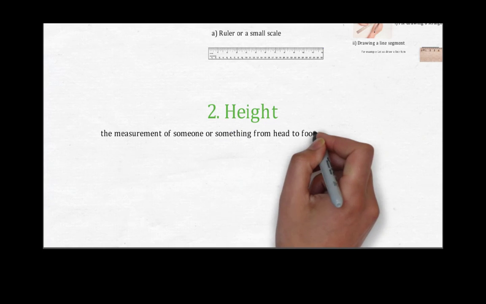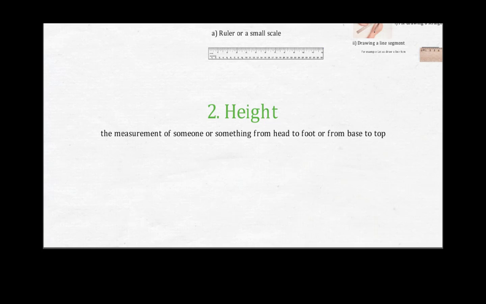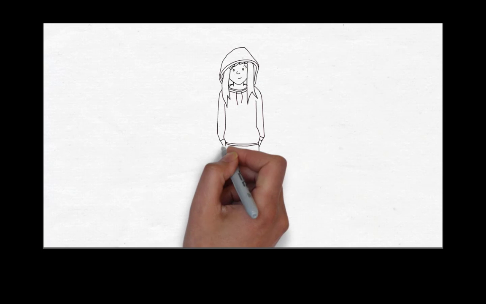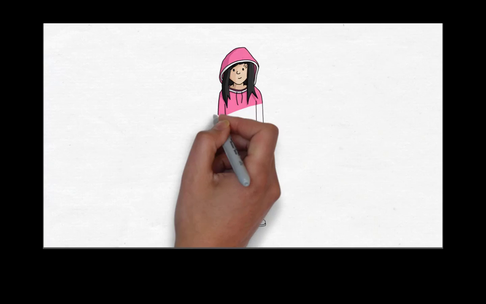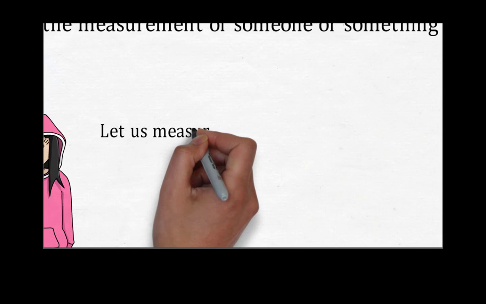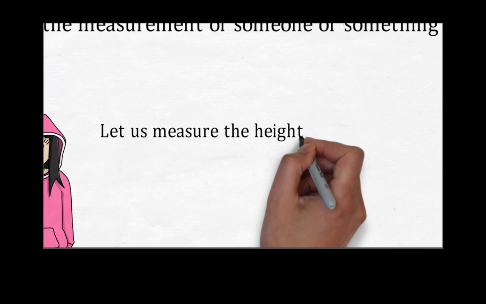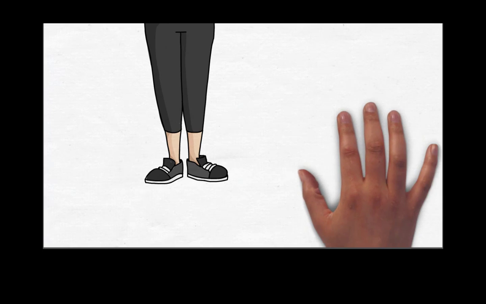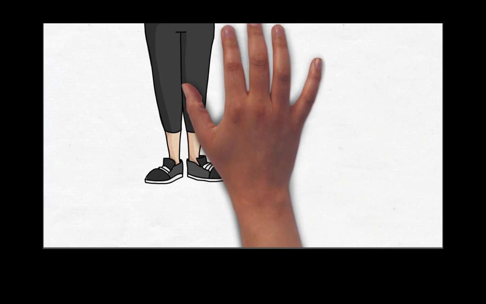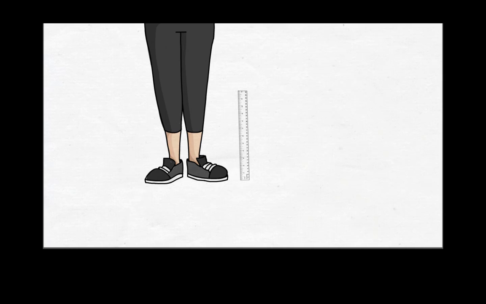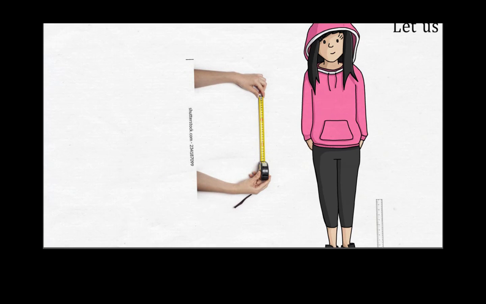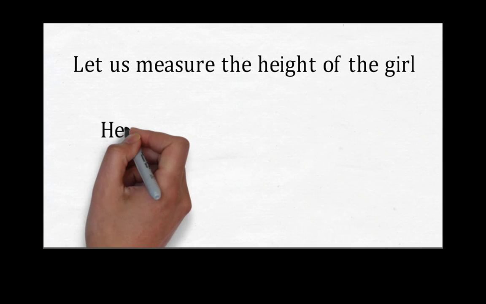Height is the measurement of someone or something from head to foot or from base to top. Let us try to find out the height of this girl. We can use different types of measuring instruments. We can use measuring tapes and all. First, let us try with this small scale. It is not impossible, but it is very difficult to measure the height of a person using a small scale, is it not? So we use a larger scale for measuring her.